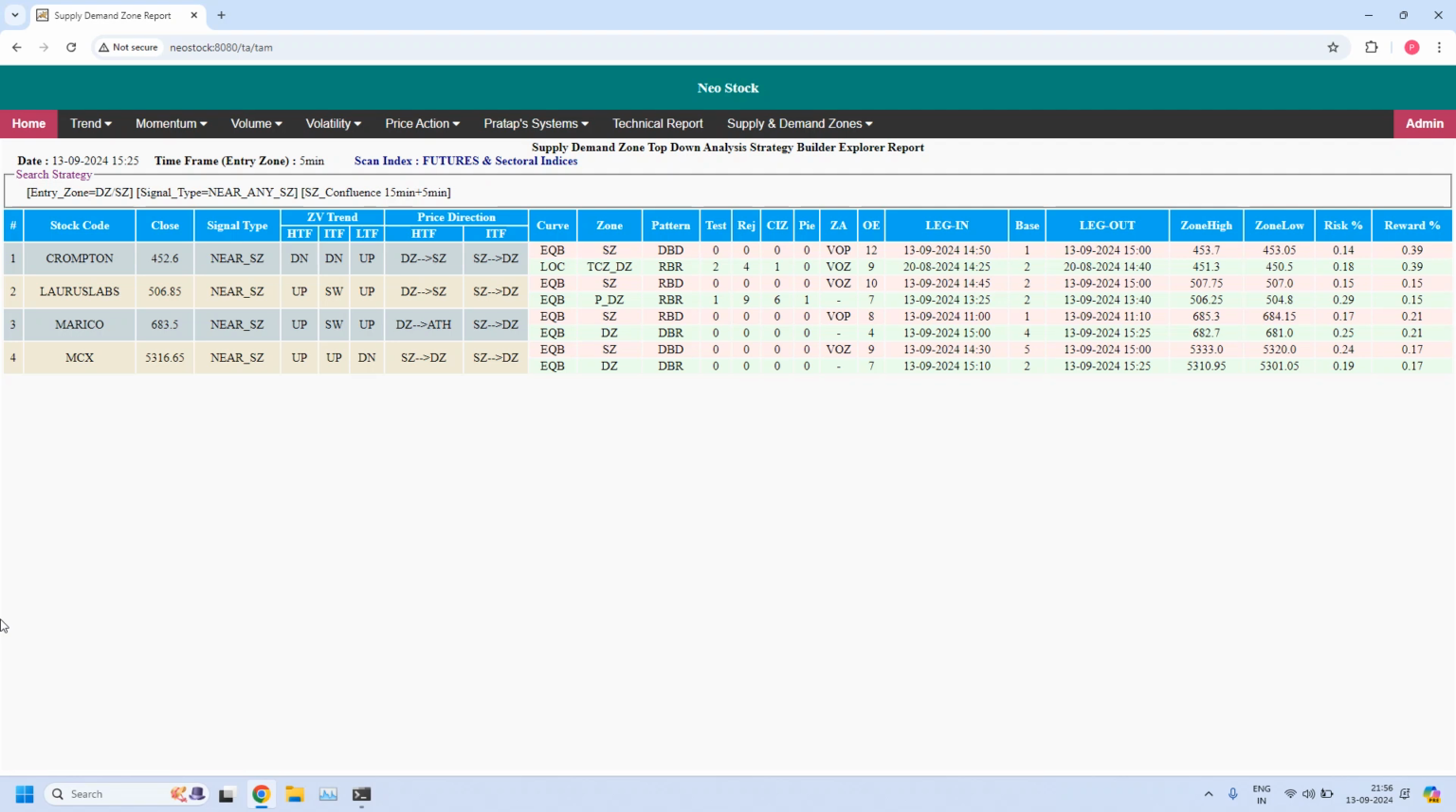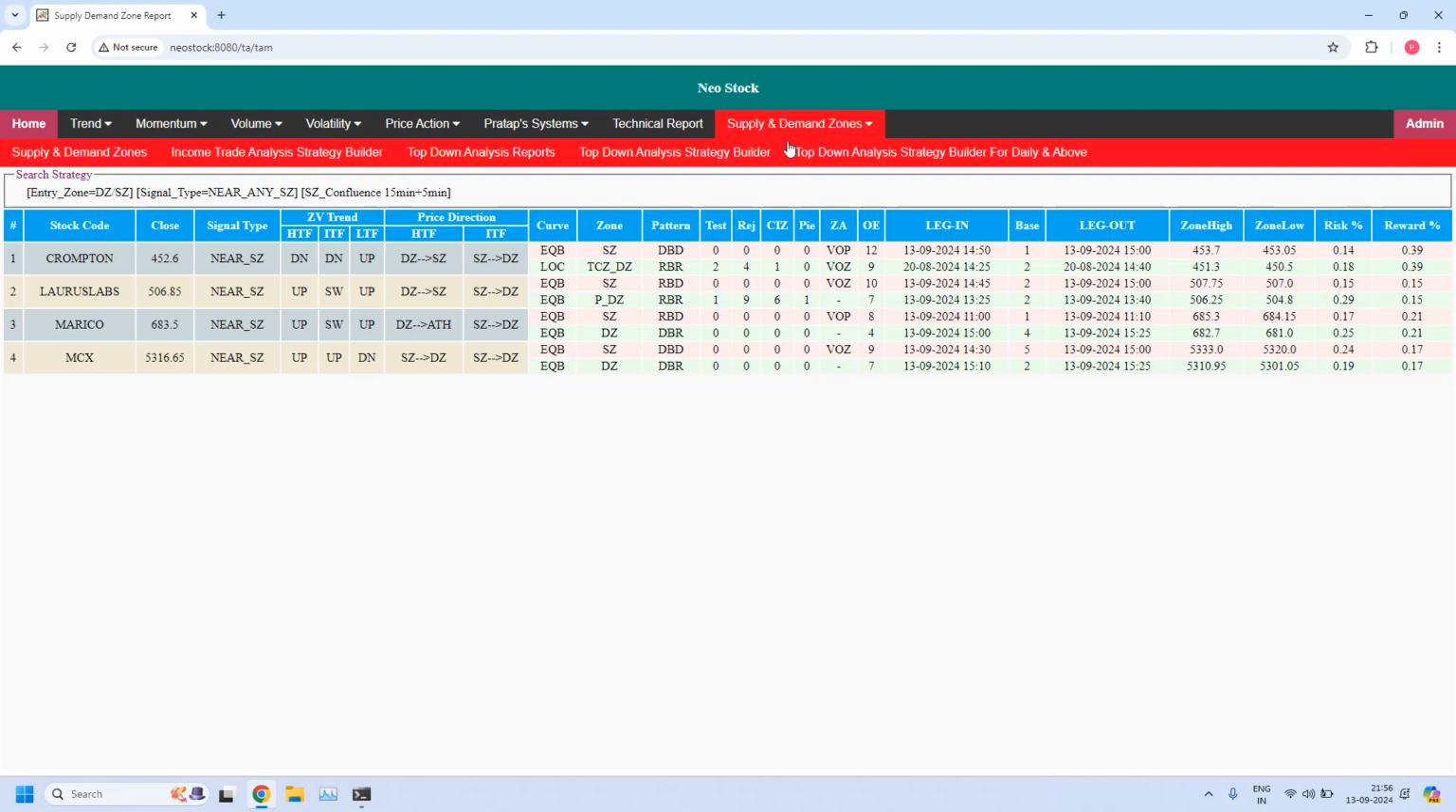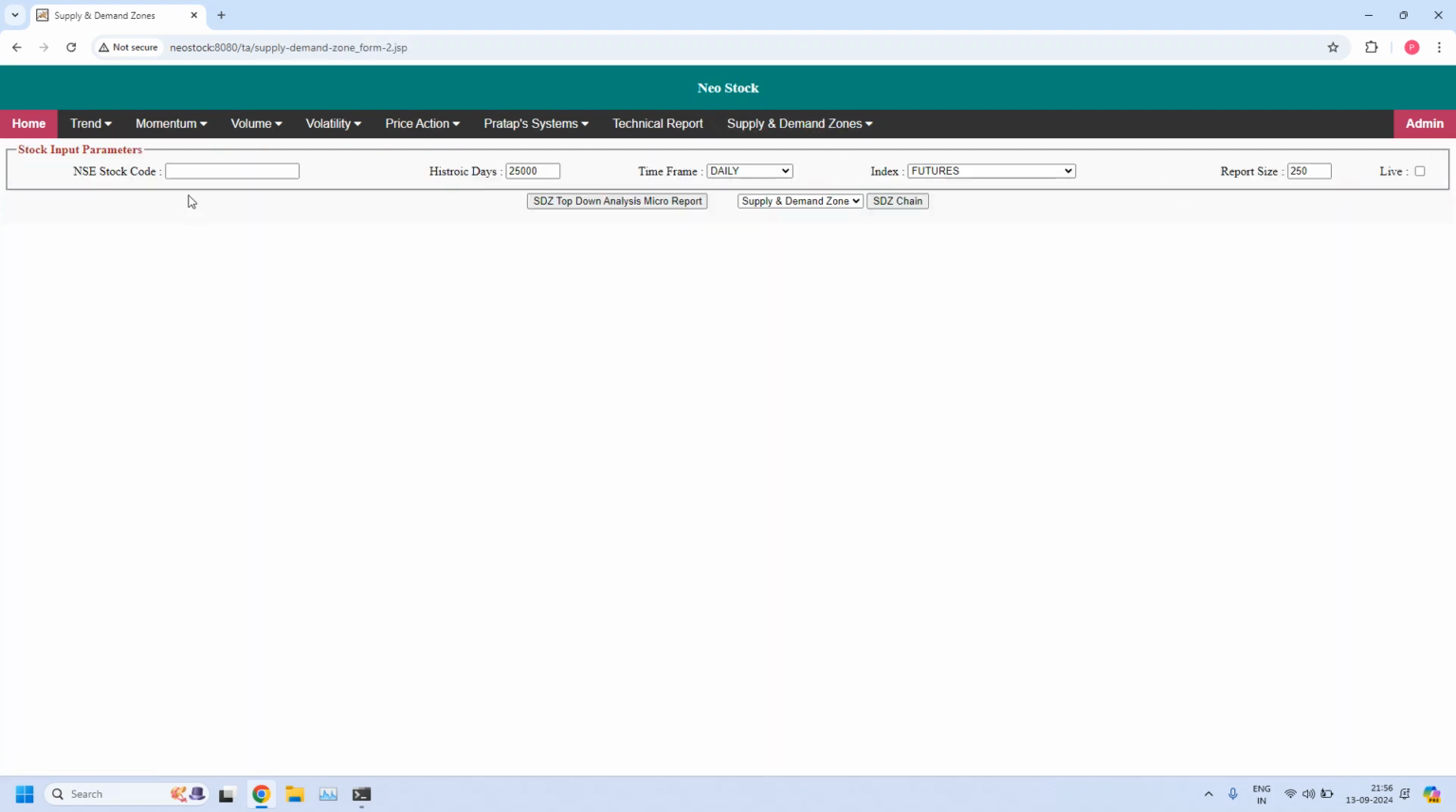We also identified daily and 75 minutes high liquidity zones. Next report is about the NIFTY BANKNIFTY supply demand zone chain. So let's start with NIFTY, starting from the monthly time frame. Let us identify monthly supply demand zone chains for NIFTY.